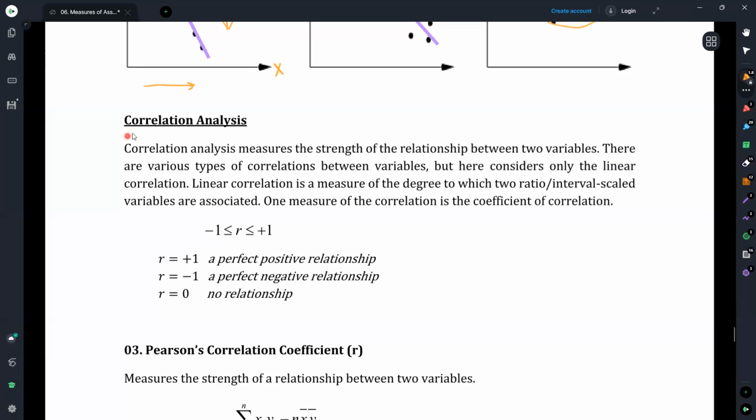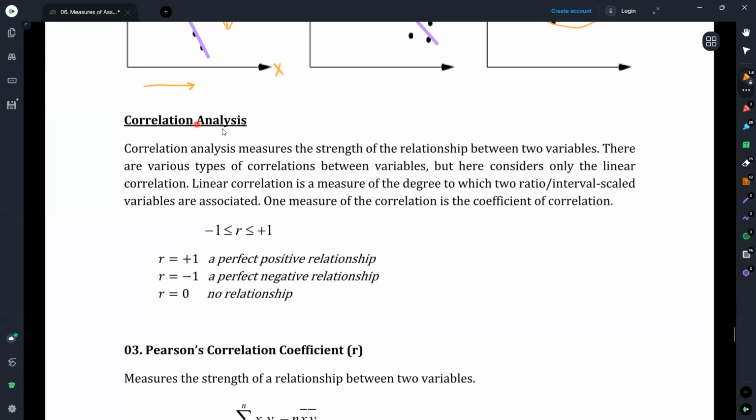When we consider the correlation or the relationship among the variables, there are several types of relationships we can find. We can find a linear relationship, quadratic relationships, cubic or biquadratic, or any higher order relationships. But in this session, we will limit ourselves to linear relationships only. Linear correlation is a measure of the degree to which two ratio or interval scale variables are associated. Using a linear relationship, we find a linear association among variables which are in the ratio or interval scale.